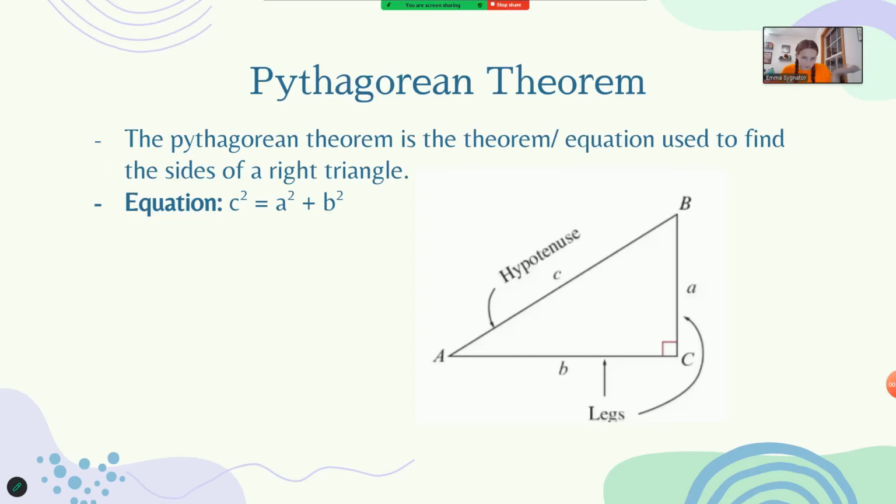So first, what is the Pythagorean theorem? The Pythagorean theorem is the theorem/equation that is used to find the sides of a right triangle. And the equation for that is c squared equals a squared plus b squared. As you can see in the diagram right here, c is the hypotenuse, which is the longest side of the triangle, where b and a are the legs of the right triangle. They are the two other sides of the triangle.